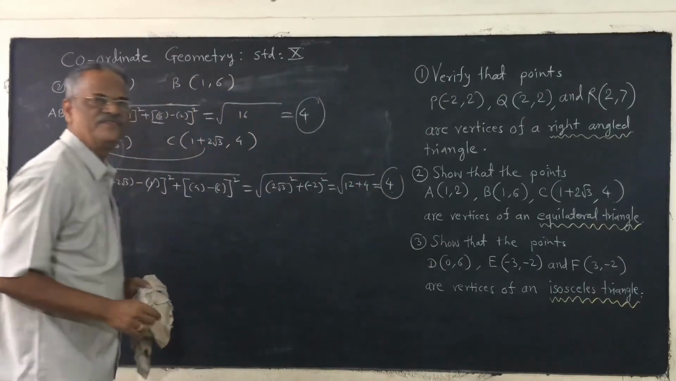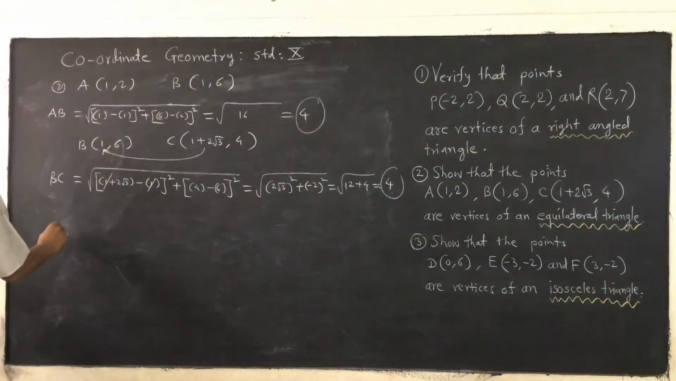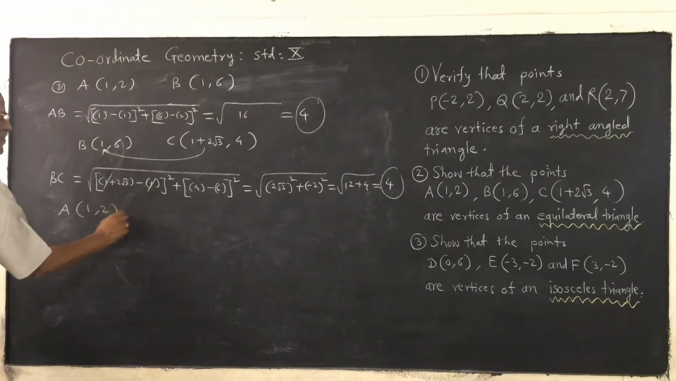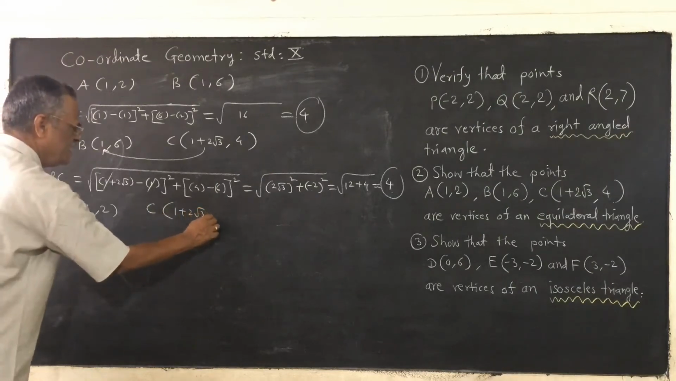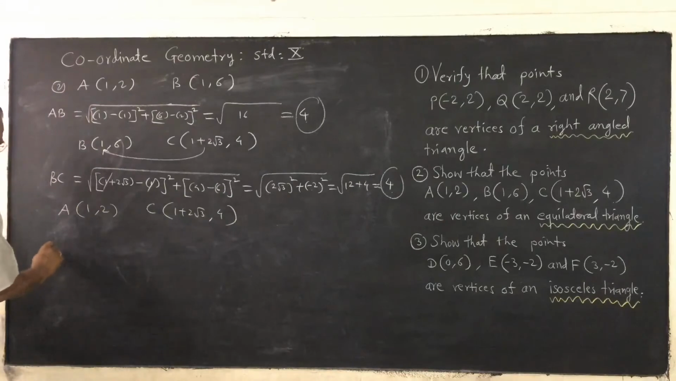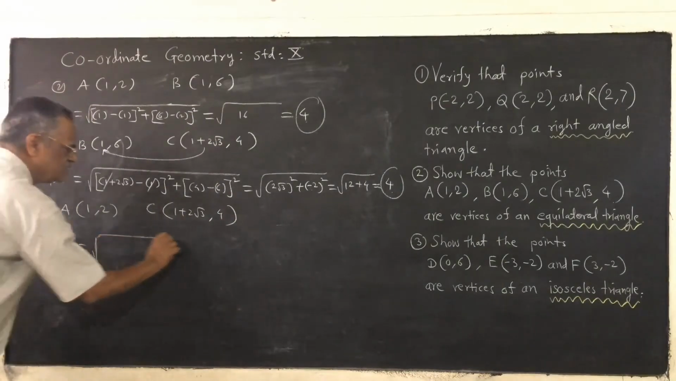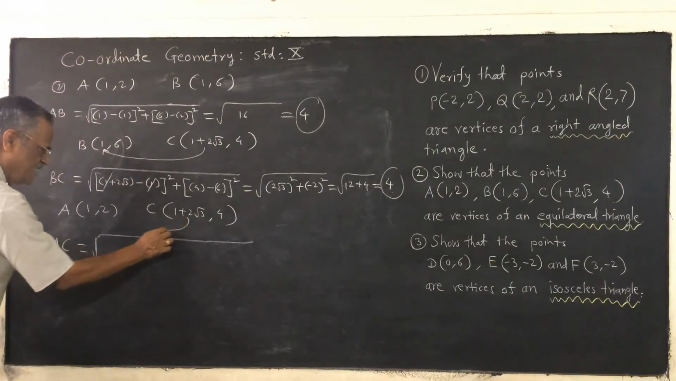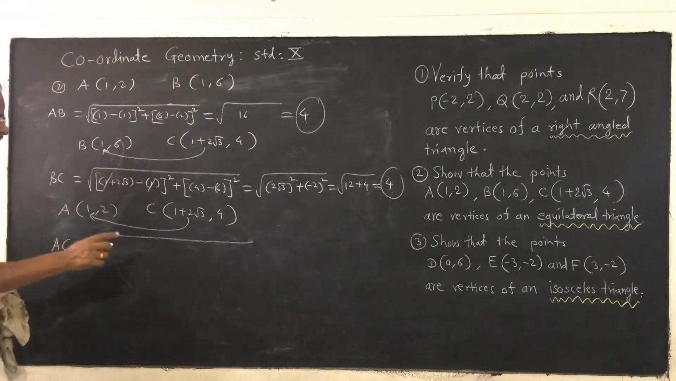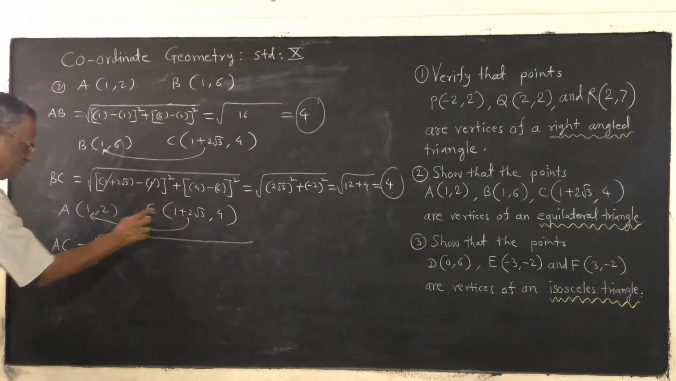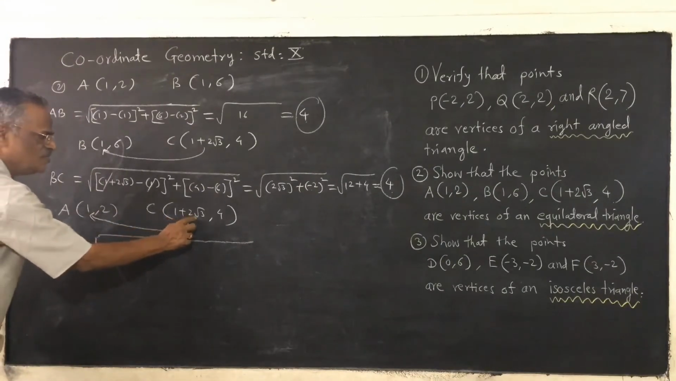Now the third side, what is that? AC. What is A there? A coordinates are (1, 2) and C coordinates are (1 plus 2 root 3, 4). To calculate AC, again use the same formula, the distance formula. You can see that x2 minus x1, the cancellation is there. So it is 2 root 3.